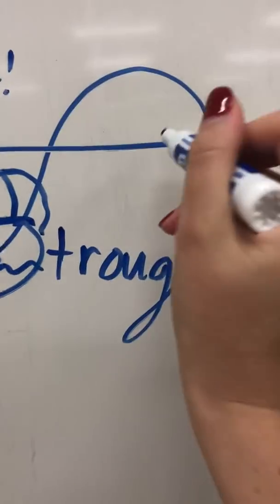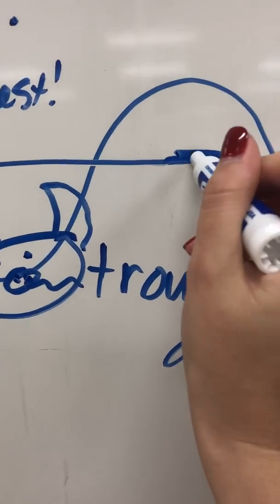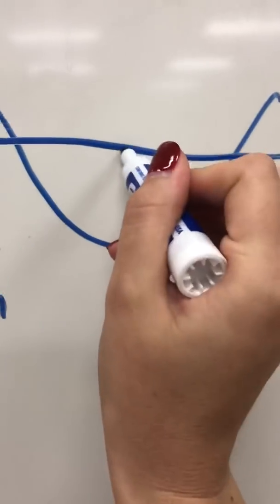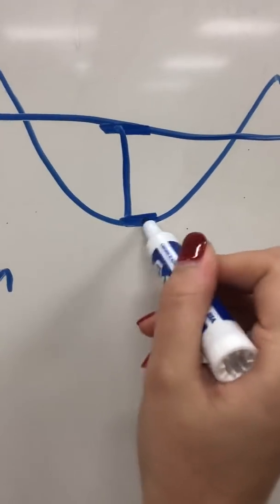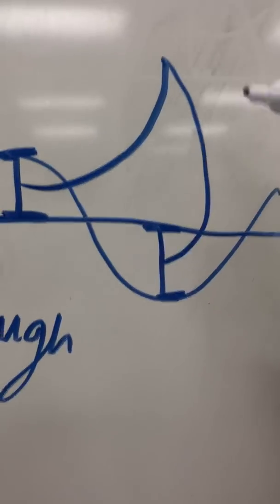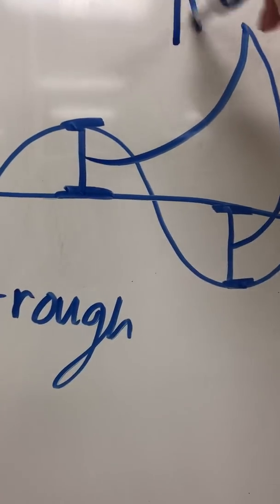Okay. The next part of the wave is your amplitude, which is always from equilibrium to the top, or you could do from equilibrium to the bottom. But either way, both of those distances is your amplitude.